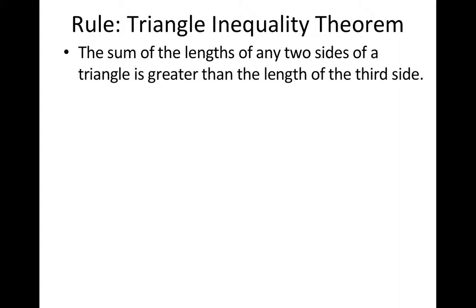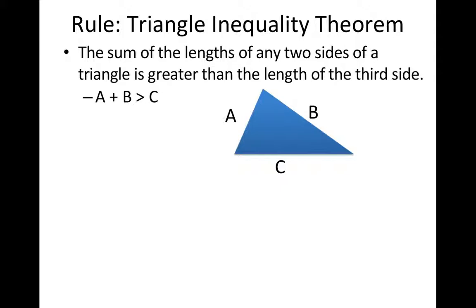And so the rule is that the sum of the lengths of any two sides of a triangle has to be greater than the length of the third side. So if I have a triangle with three sides, A, B, C, what that means is that A plus B has to be bigger than C, and A plus C has to be bigger than B, and finally B plus C has to be bigger than A.